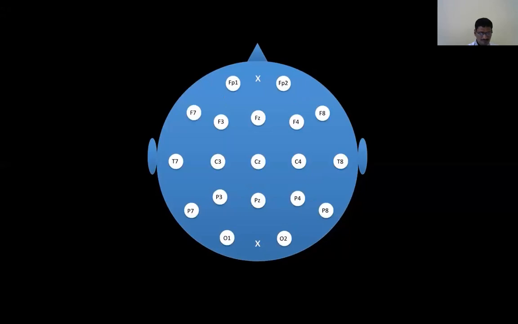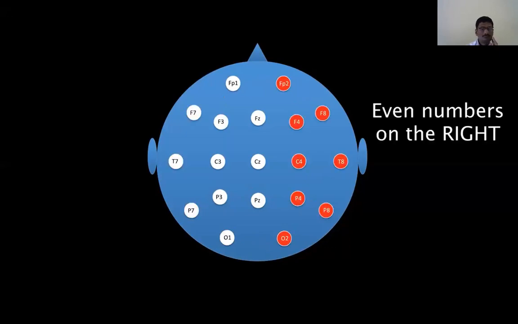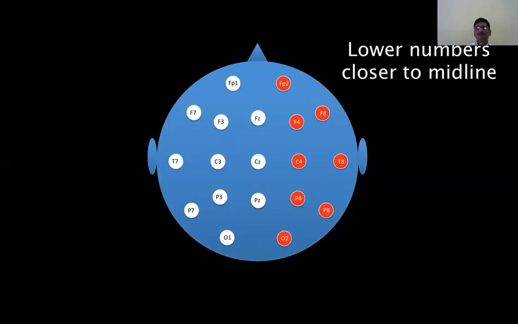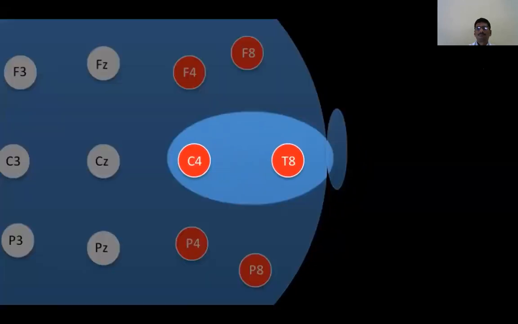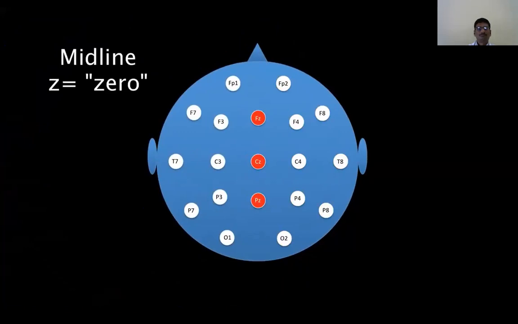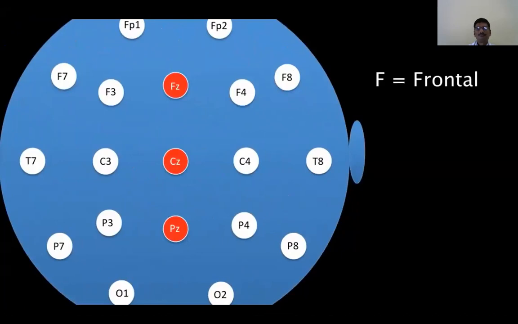The system is very simple, and each electrode is represented by letters and a number. The numbers indicate the side of the head, so that odd numbers are on the left side and even numbers are on the right. In general, lower numbers mean that the electrode is closer to the midline, so you can see here that C4 is closer to the midline than T8. And the midline itself is represented by a Z, which stands for 0. The letters are indicators of the position on the head. In this central chain of electrodes, you can see that the F stands for frontal, the C for central, and the P for parietal.